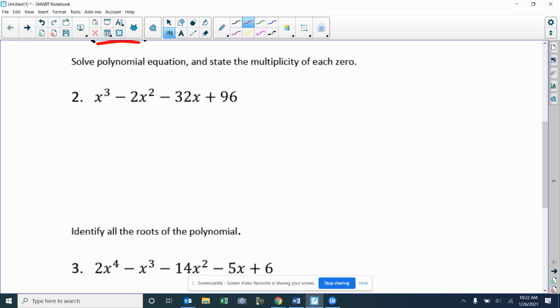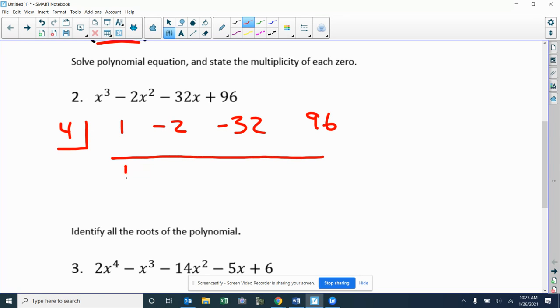Does anybody have a value that we want to try for that first one? 4, okay? So 4 possibly works. I want to check and make sure I need any zeros in there, do I? No, we're good. So we have 1, -2, -32, and 96. Drop down 1, that 1 times 4 is 4. That gives me +2. That gives me 8 there, which would give me -24, which would give me -96 here, which gives me 0. So there's number 1. We had a degree of 3.